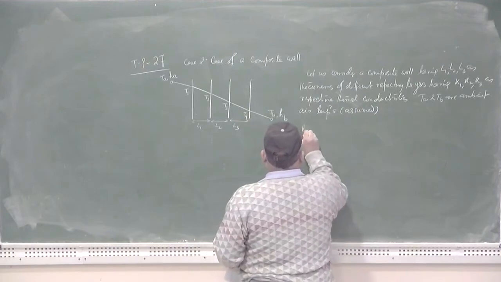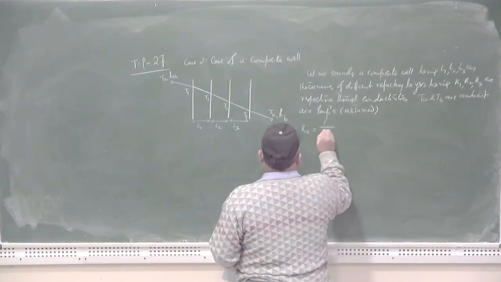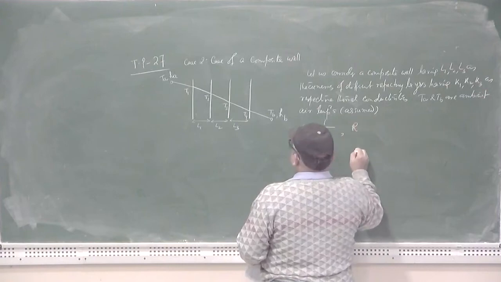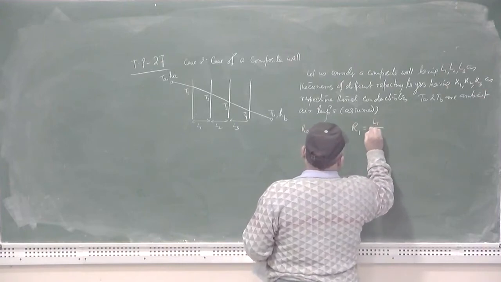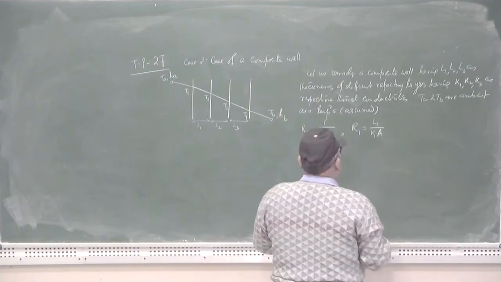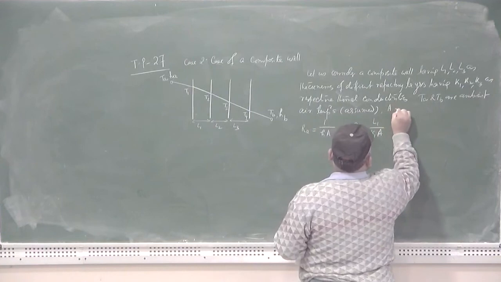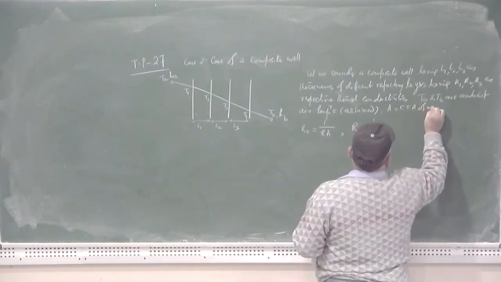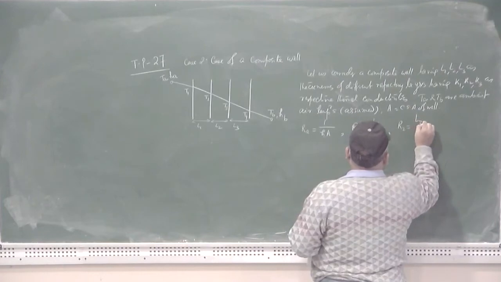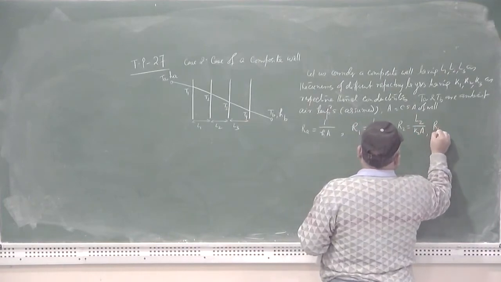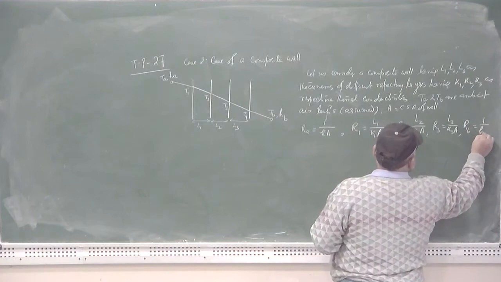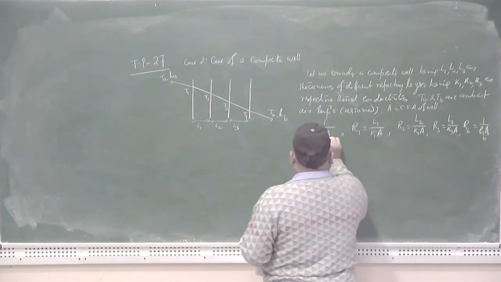So the value of RA should be equal to how much? 1 upon H into A. As I told you earlier, the value of R1 is equal to L1 upon K1 into A. The cross-sectional area is the same for all the cases, A is the cross-sectional area of the wall, and this is assumed to be constant. R1 is equal to L1 by K1 A, R2 is equal to L2 upon K2 A, R3 is equal to L3 upon K3 A. And RB is equal to 1 upon HB A, and RA is 1 upon HA A.